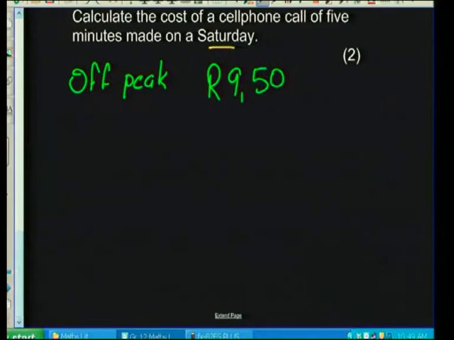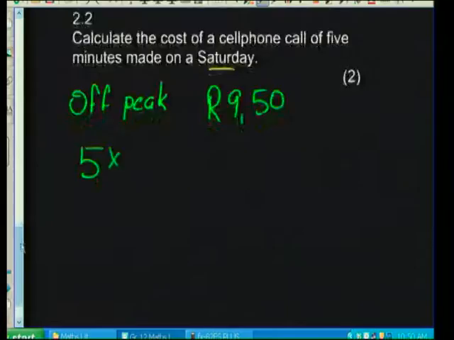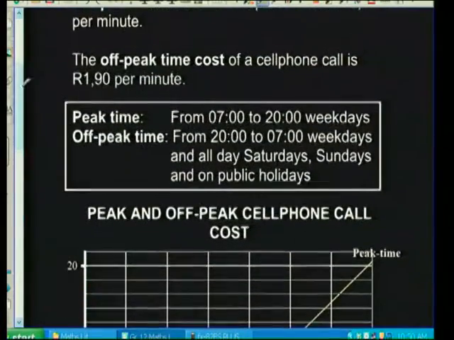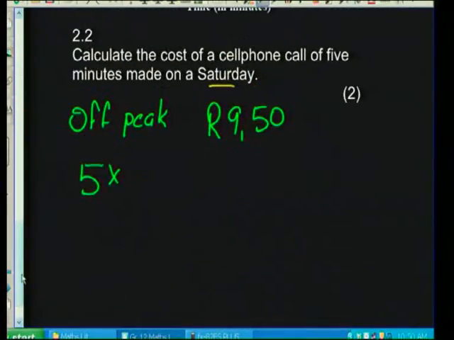Let's do our calculation, because we know that. So we got 5 minutes times by, what was our price? Our price was 1.90 rand. So times 1.90 rand.